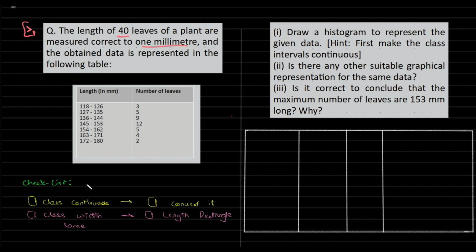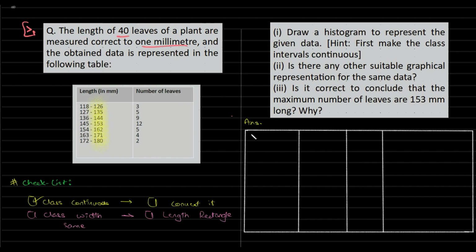So first thing is, it's about histogram. Whenever you come across a histogram question, my request is please see to it that you have a checklist. The checklist being, is the class continuous? Well, let's see. We have to look at the lower limit and the upper limit. So that's your upper limit and the other one is the lower limit. 126 and 127, no, it is not continuous. So we have to make it continuous.